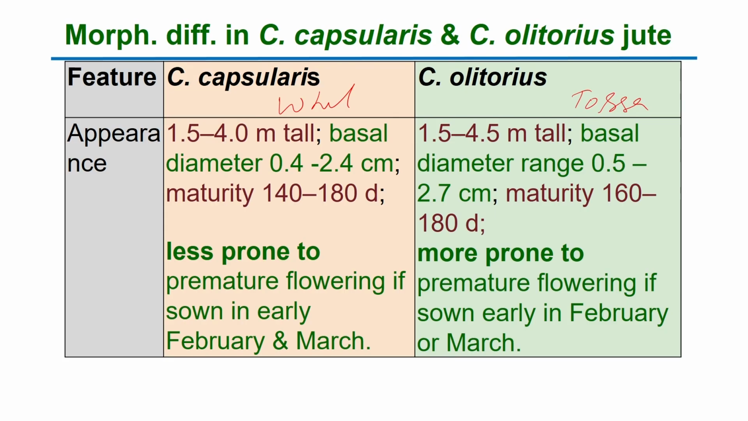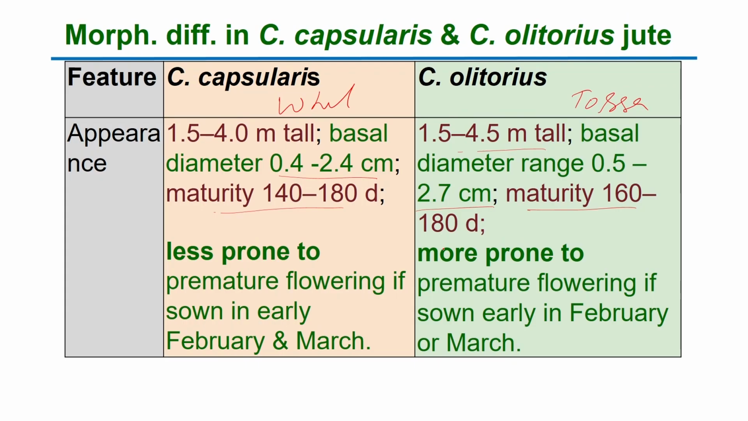So you can see appearance. The white jute is 1.5 to 4 meters tall. Basal diameter may be 0.4 to 2.4 centimeters, and maturity is 140 to 180 days. In olitorius, or Tossa, it is 1.5 to 4.5, so relatively it is taller. Basal diameter ranges from 0.5 to 2.7 and maturity is 160 to 180 days.